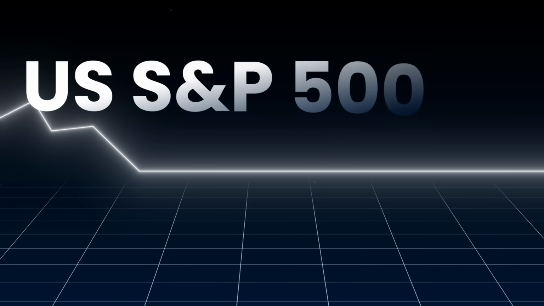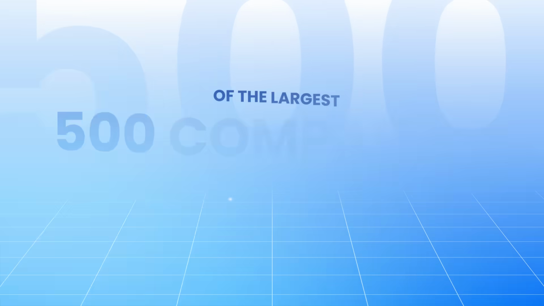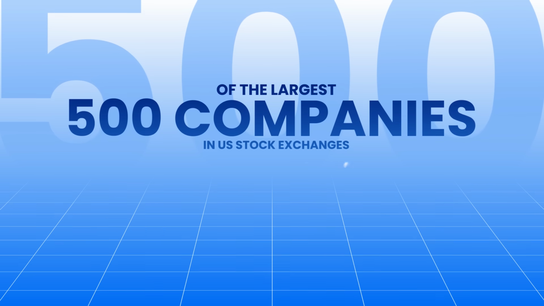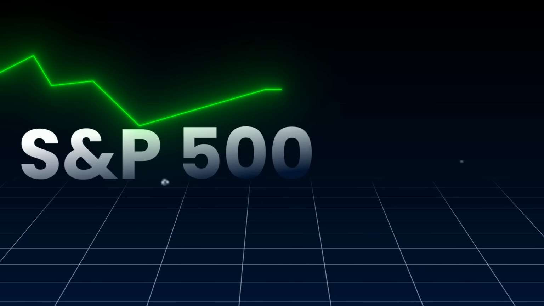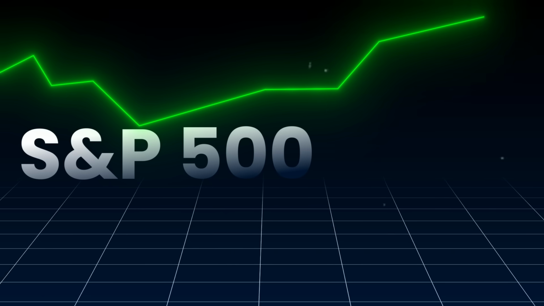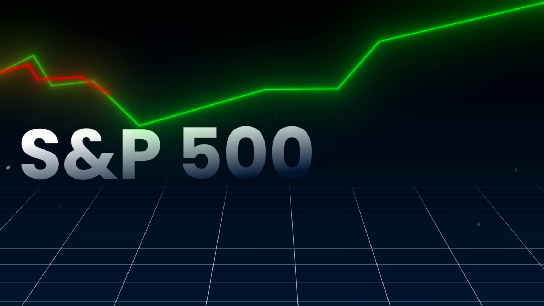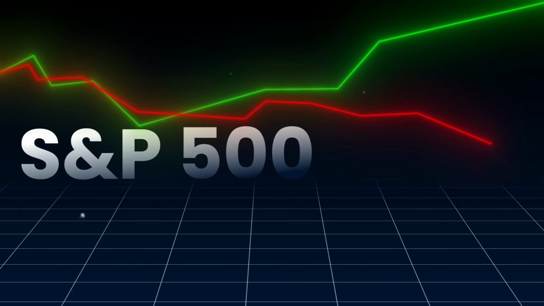For instance, the US S&P 500 is an extremely well-known and popular index. It's designed to keep track of the performance of the largest 500 companies listed publicly in the US stock exchange. If the price of the S&P 500 rises, that means that the stock market is clearly experiencing an upward trend, while a falling price means that the market is experiencing a downward trend.